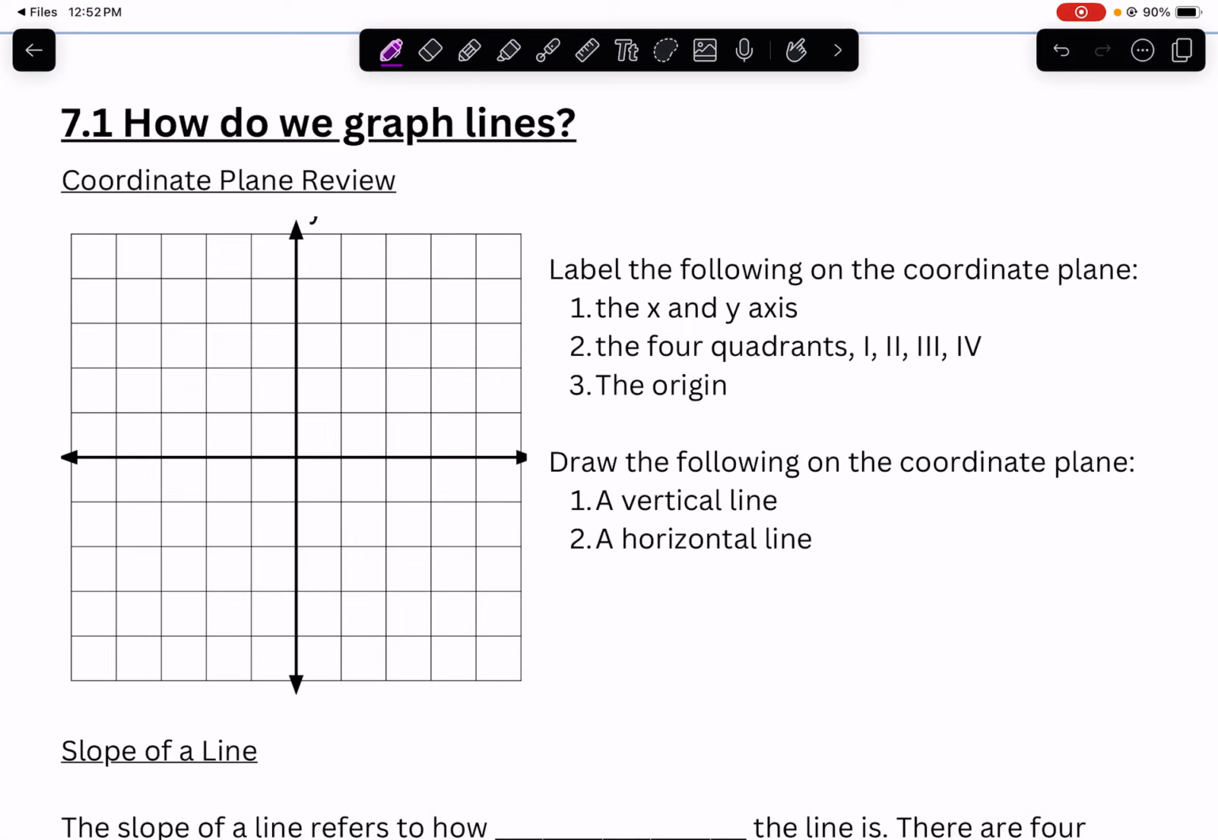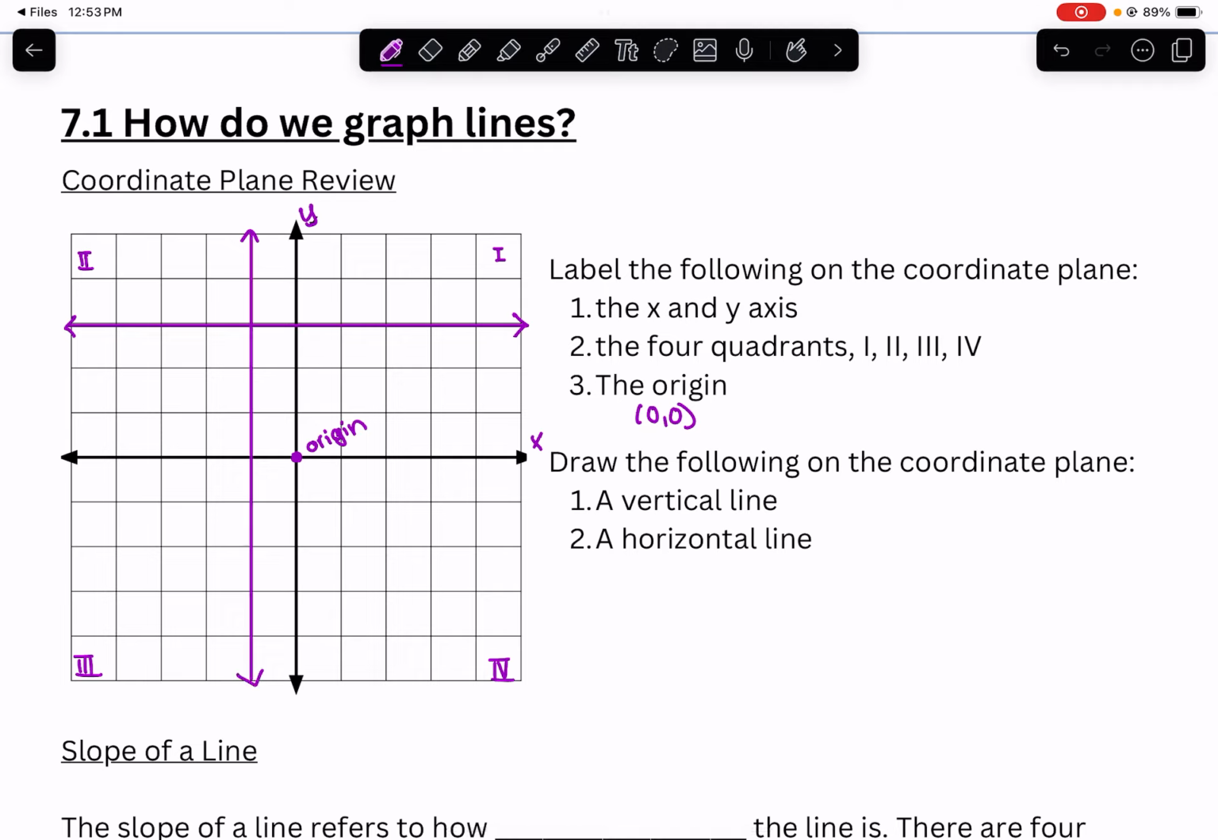So this unit is coordinate geometry, so it's very important that we are familiar with the coordinate plane. If we start by reviewing the important parts of the coordinate plane, we have the x and the y-axis. We have quadrants 1, 2, 3, and 4. Right here is the origin, which is also the coordinate point (0, 0). A horizontal line goes from left to right, and a vertical line goes up and down.